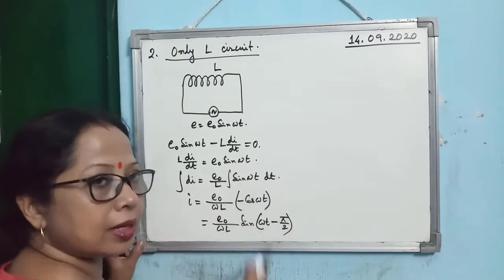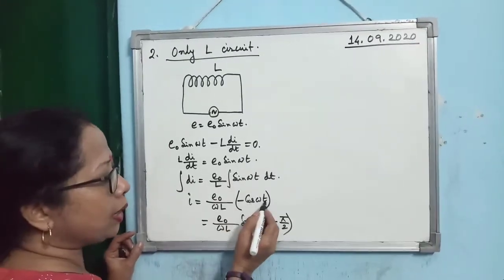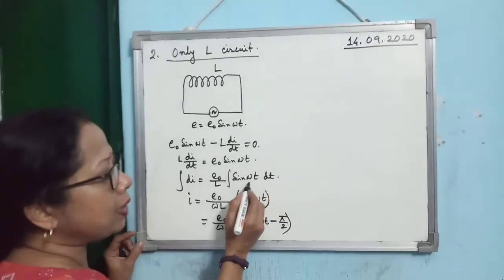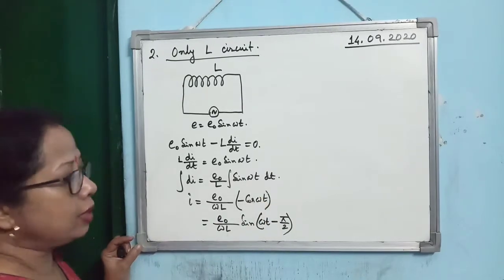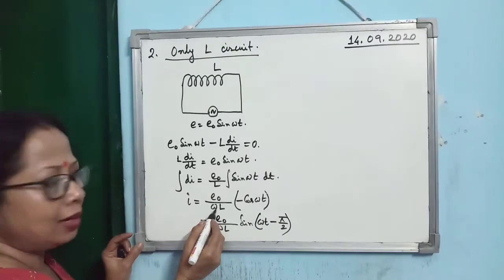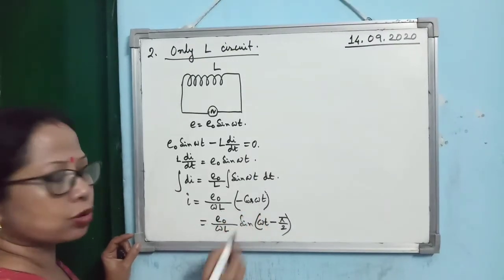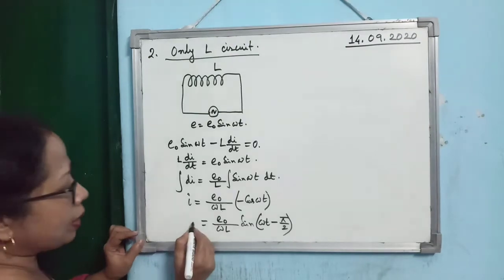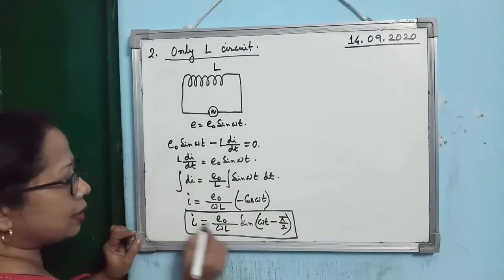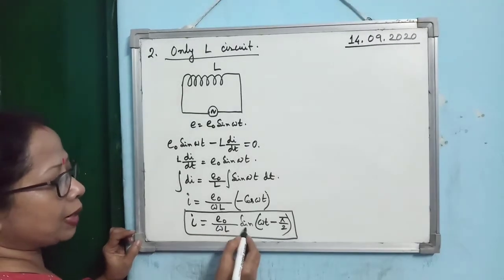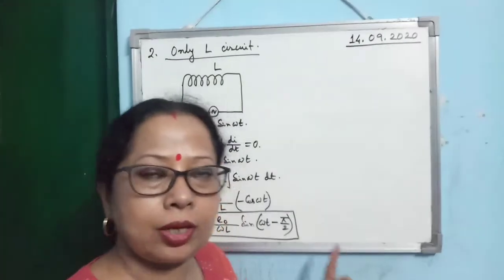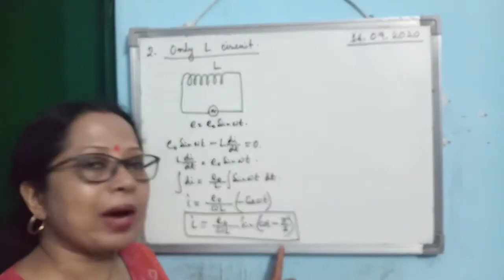The integration of sin omega t dt is how much? Minus cos omega t by omega, because here the variable is t, but the function is omega t. So it will be minus cos omega t by omega. Taking omega along, it is E0 by omega L times minus cos omega t. So you can write the current in the circuit as E0 by omega L times minus cos omega t. Applying trigonometry, you can write it as sin of omega t minus pi by 2.